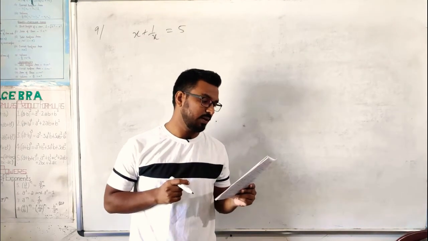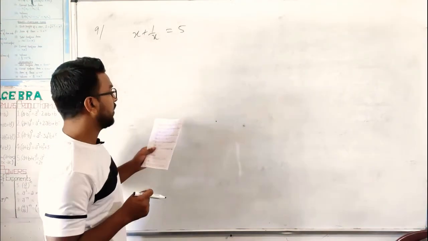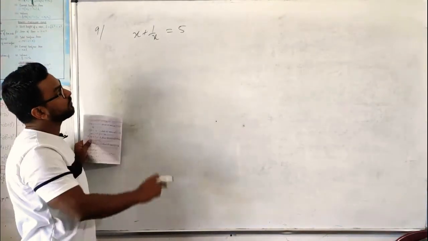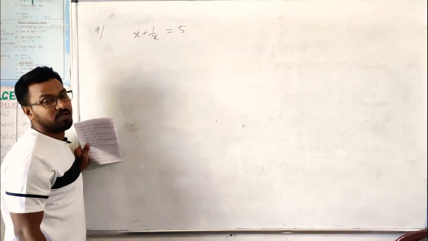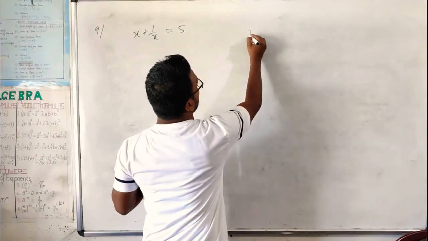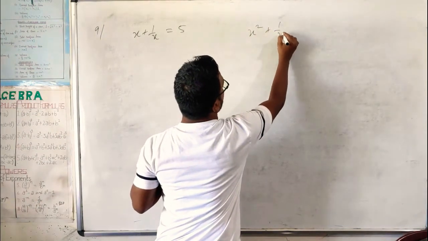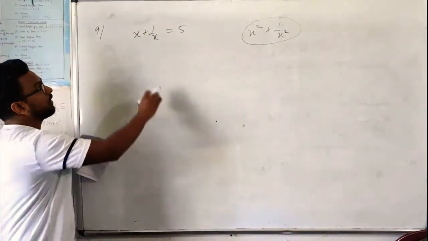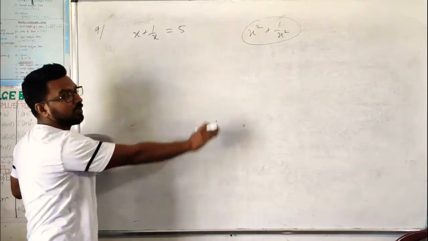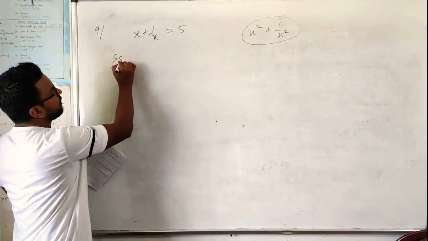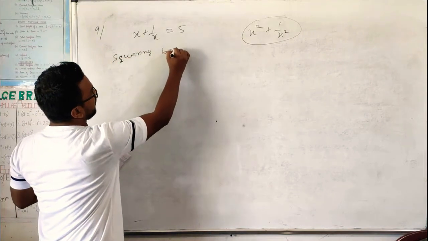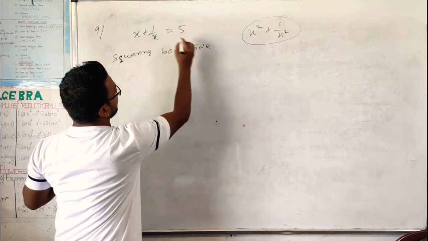Question number 9 is given. If x plus 1 by x is 5, find the value of x square plus 1 by x square. So here x plus 1 by x equals 5 is given, and you have to find the value of x square plus 1 by x square. Okay. So what we'll do? We'll square both sides. What will we get?